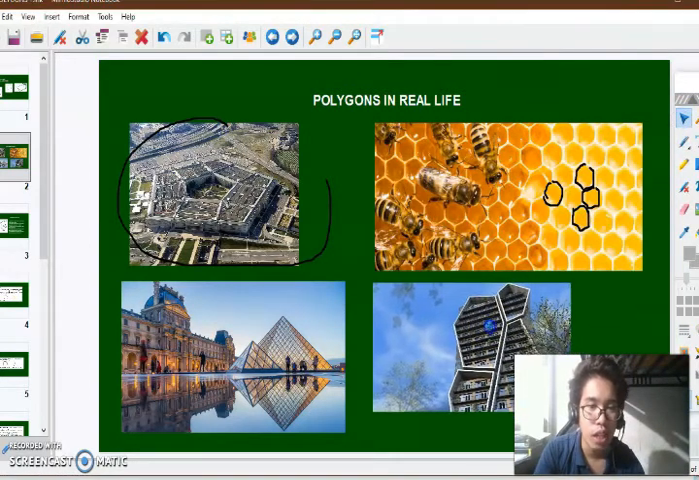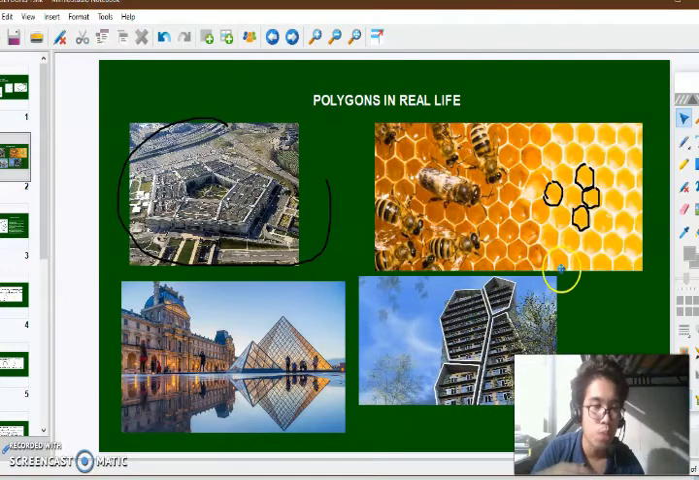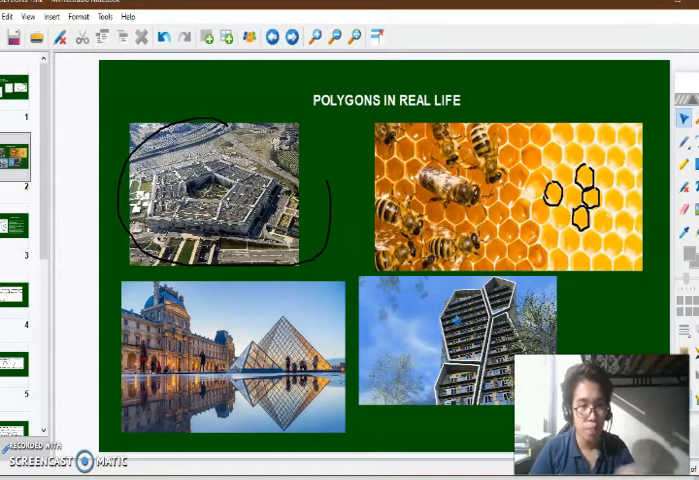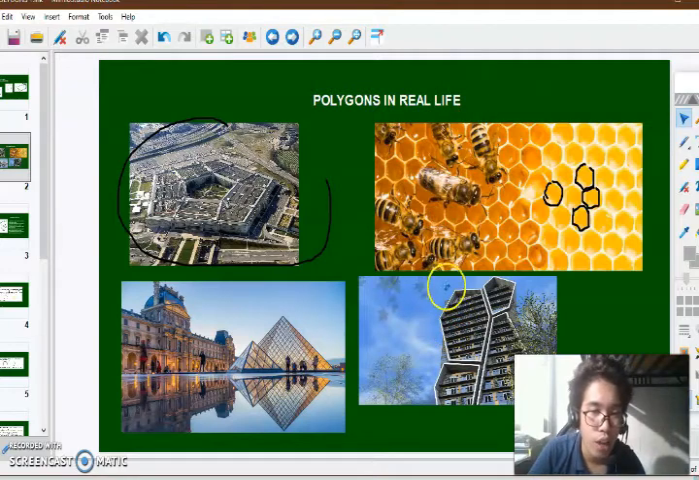We also have here a building. This building is a modern space building. It has these sides and these angles. They have a pentagon shape for the casing of the outside of the building.